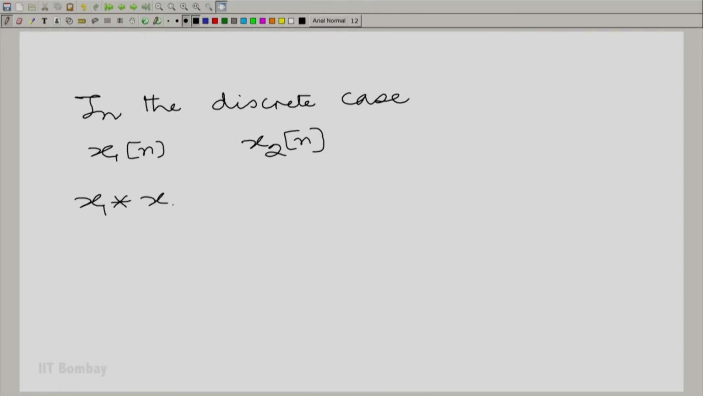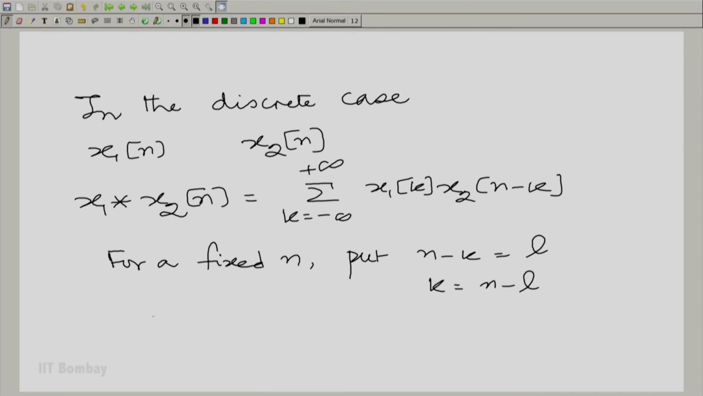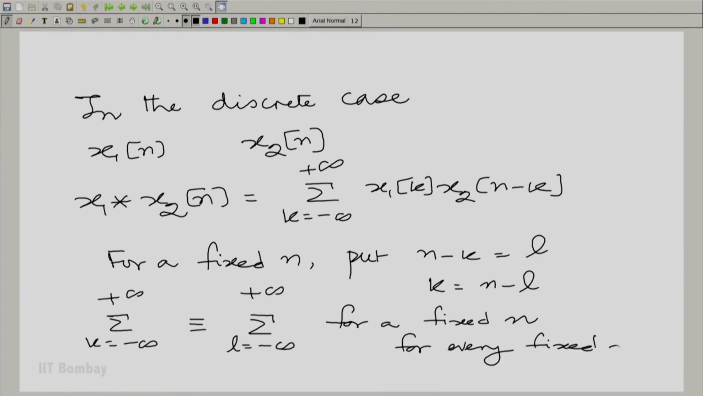So, x1 convolved with x2 evaluated at n is just the summation over all k of x1[k] x2[n minus k]. Now, again for a fixed n, put n minus k equal to L, which means k is n minus L. And of course, summation with k going from minus to plus infinity is equivalent to summation with L going from minus to plus infinity, for a fixed n and for every fixed n.